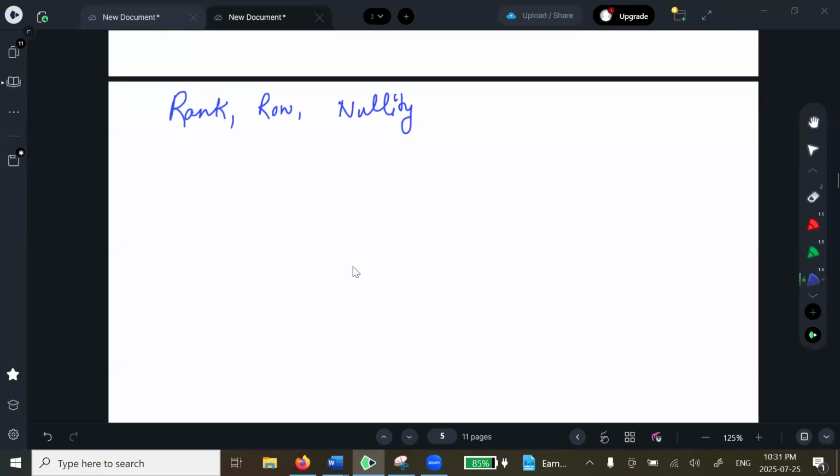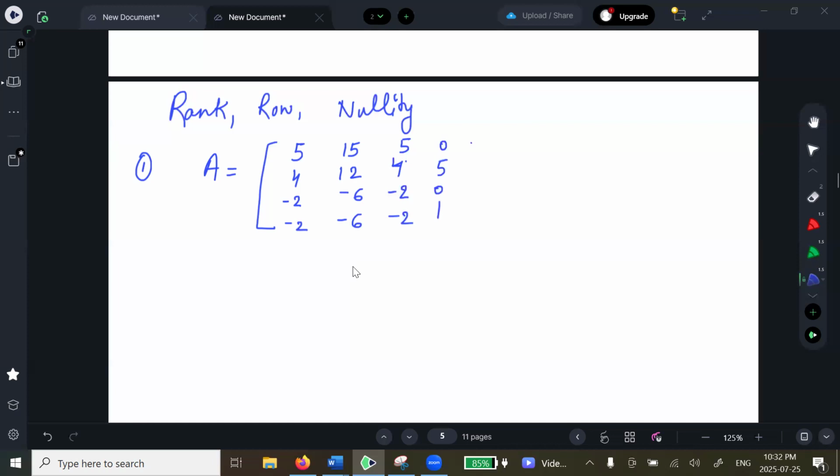So you will be given, hold on, let me get my notes up there. You will be given a matrix sometimes. Sometimes you'll be given the RREF form. That's even better. Suppose you're given this matrix: 5, 4, -2, -2, 15, 12, -6, -6, 5, 4, -2, -2, 0, 5, 0, 1, and then 4, -3, -2, -5.